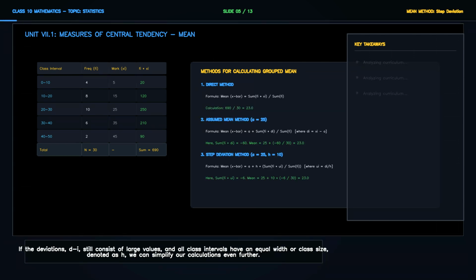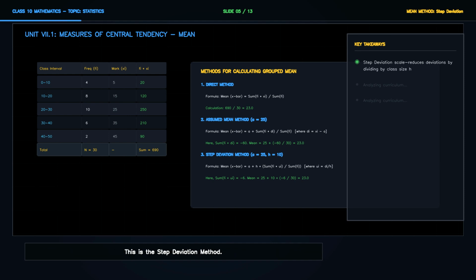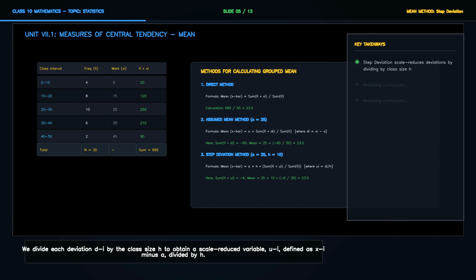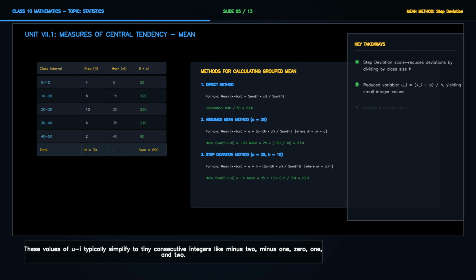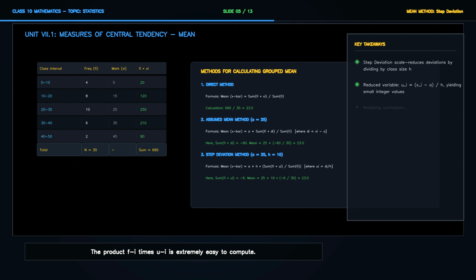If the deviations, di, still consist of large values, and all class intervals have an equal width or class size, denoted as h, we can simplify our calculations even further. This is the step deviation method. We divide each deviation di by the class size h to obtain a scale-reduced variable, ui, defined as xi minus A, divided by h. These values of ui typically simplify to tiny consecutive integers like -2, -1, 0, 1, and 2. The product fi times ui is extremely easy to compute.